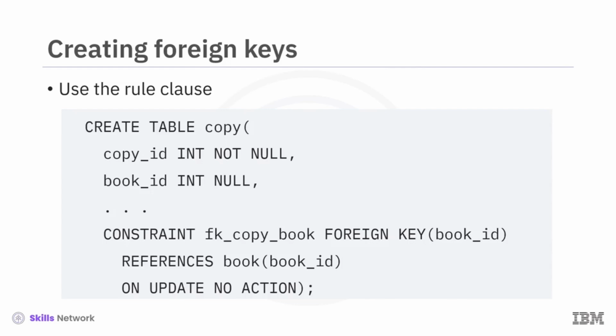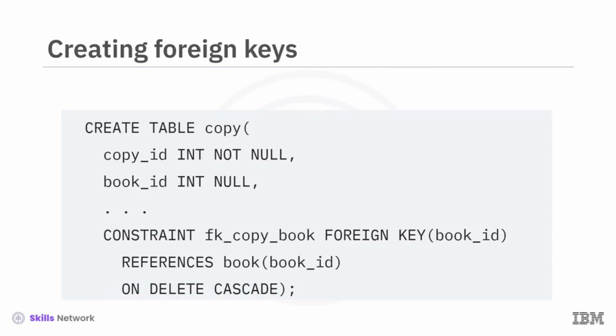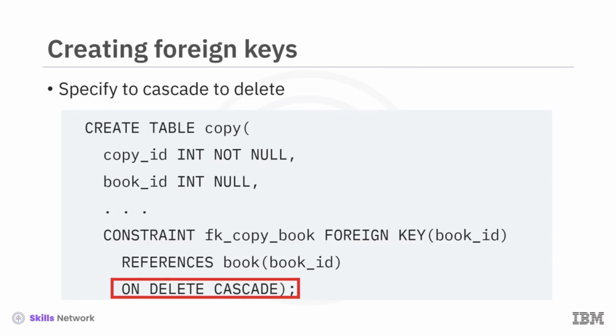For updates and deletes, you can specify to take no action, in which case the update or delete option on the parent table may fail. For deletions, you can also specify to cascade the delete, that is, to delete the related child row in the dependent table or to set the values in the foreign key column of the child table to null.